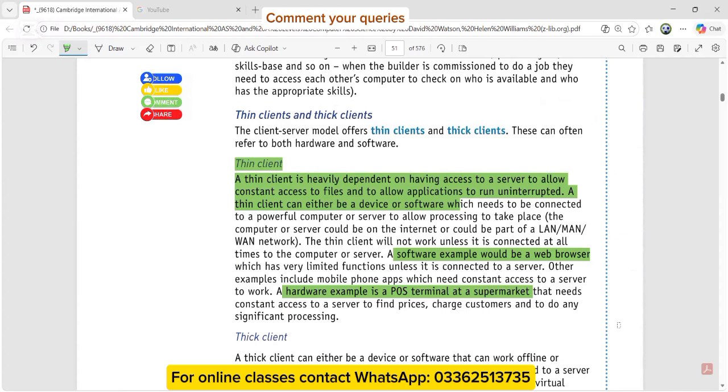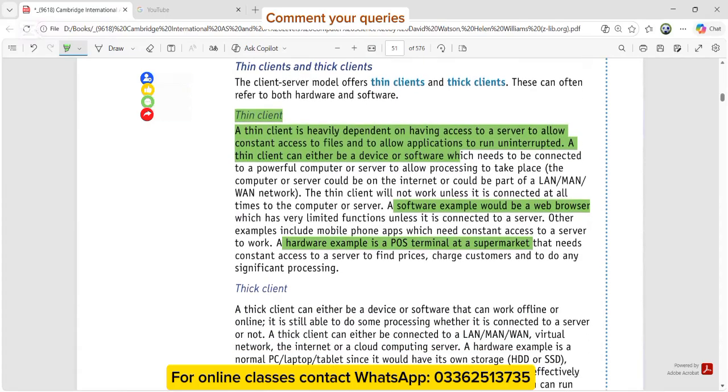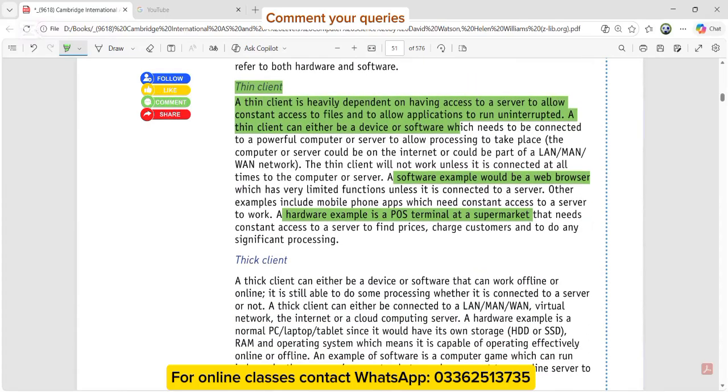And a thick client, as the name implies, is the one that is available to me. Like right now, for example, I'm connected to the network. I'm a part of the network. But if I'm not connected to the network, I can still work on my laptop. You can still work on your device. That is your thick client. That is the difference between a thick client and a thin client.